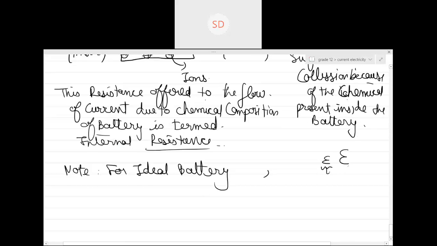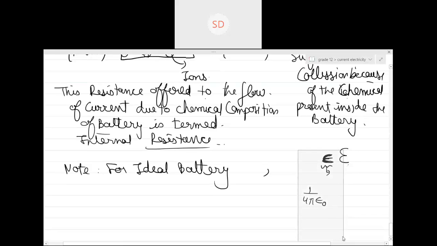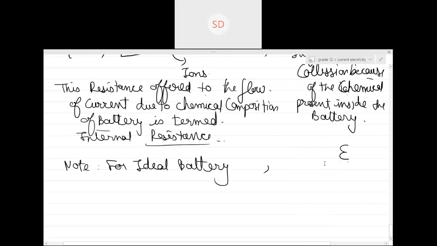Do you understand, guys? You already used the small epsilon, which you drew like this, in 1 by 4 pi epsilon naught. That was where you used the small epsilon. The big epsilon is used for EMF. Please remember, for an ideal battery, the internal resistance is 0.